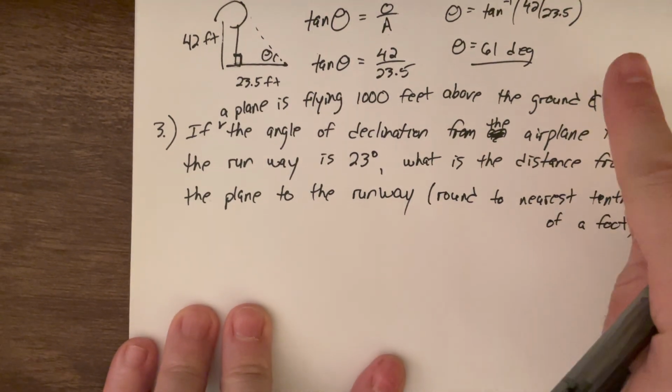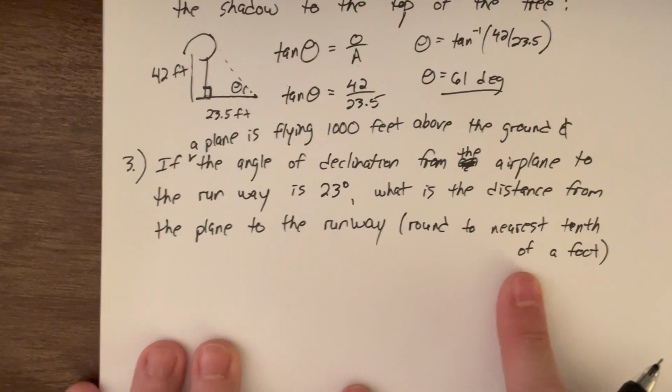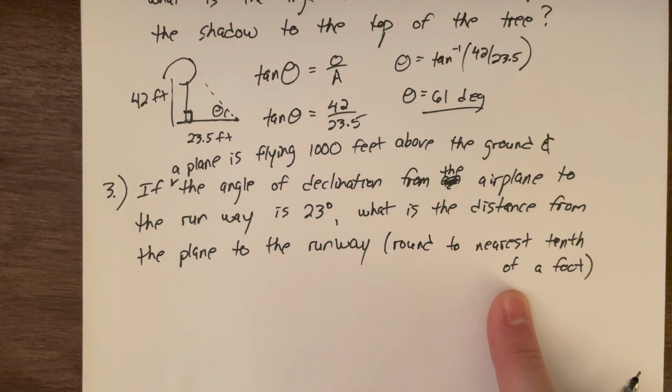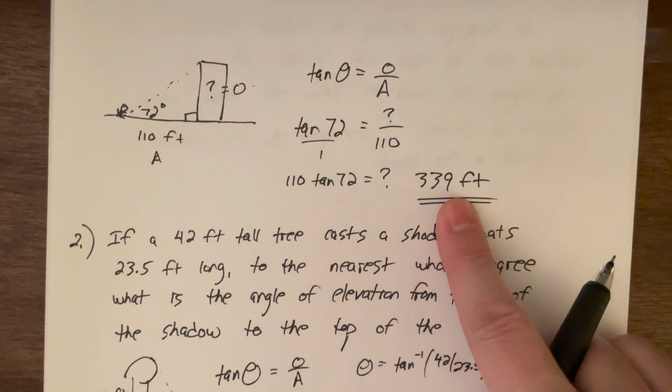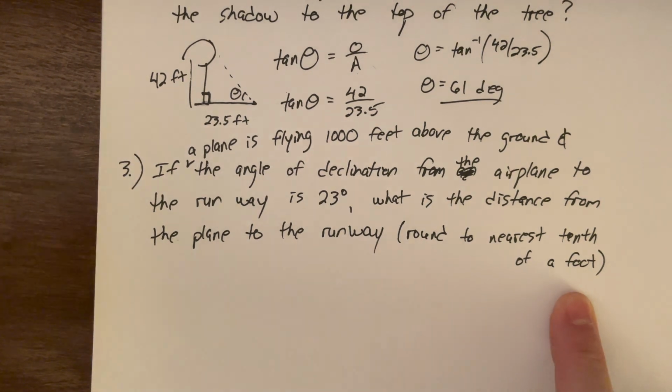Sometimes, like above, we saw the rounding directions were right in the middle of the problem. Sometimes they like to include that at the end of the word problem. Either way, just handle it, and at the end of the problem, when we get our answer, make sure we round appropriately to what it tells us. Up here, we round to the nearest whole foot. Now we're going to go to the nearest tenth of a foot.